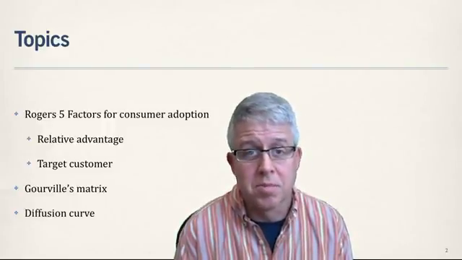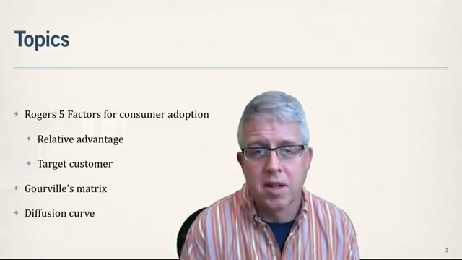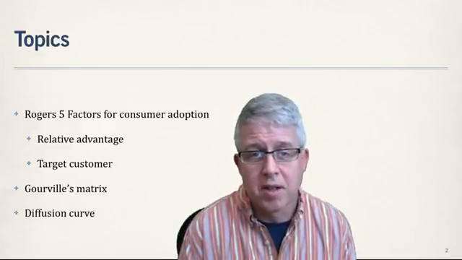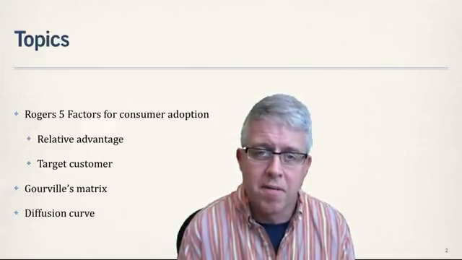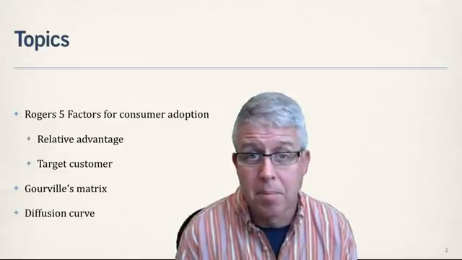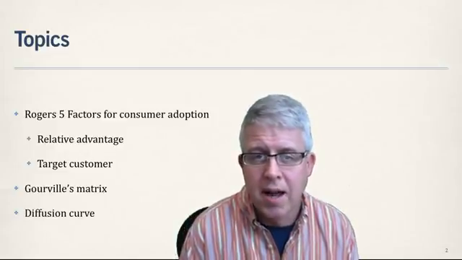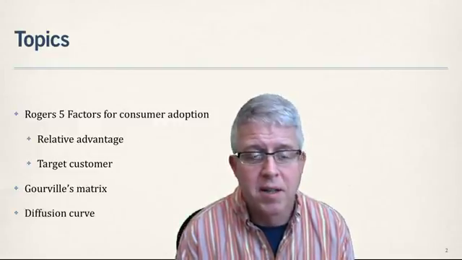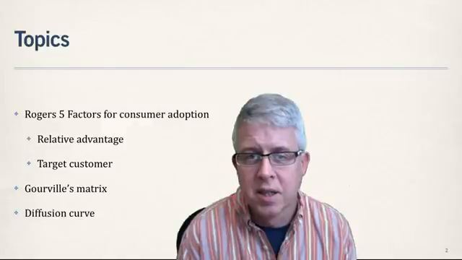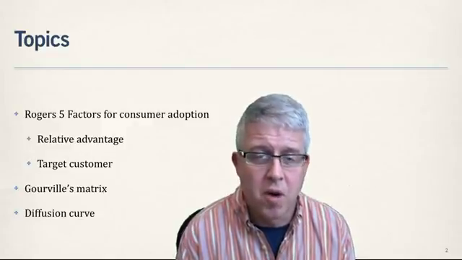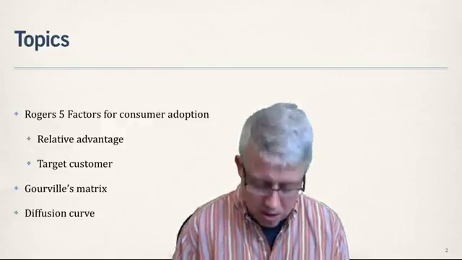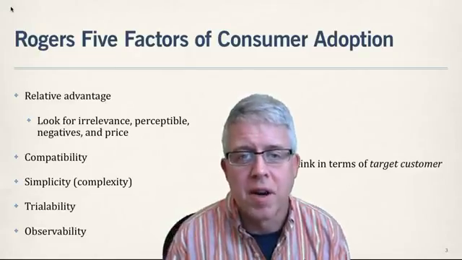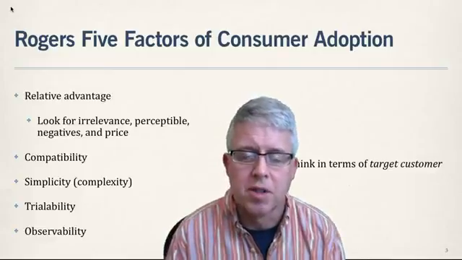Next, I'm going to talk about Gorville's matrix, and this is a matrix that is another way of thinking about a new product and whether or not it's going to succeed. And it focuses on process innovation or product innovation, and then behavioral change by a consumer. And then finally, I'm going to just refer very quickly to the diffusion curve and what it means and what it's all about. All right, so let's look at Rogers' 5 factors of consumer adoption.